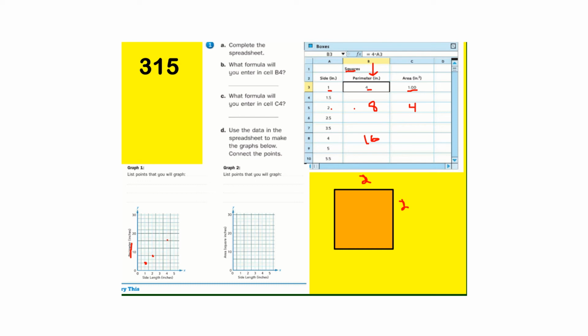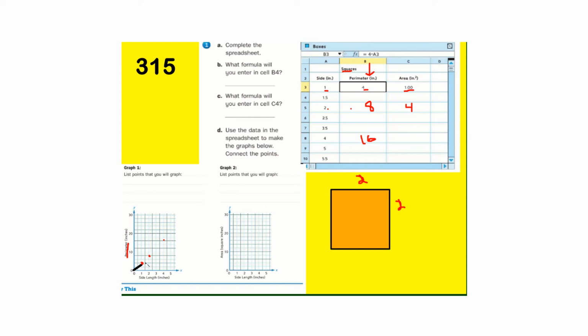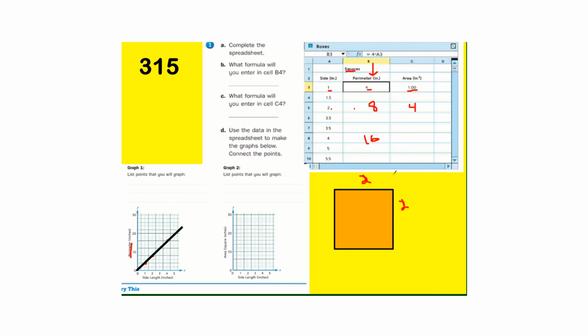And as you get them all placed, then you should be able to make a straight line. That's what a perimeter does. It makes a straight line. Area, on the other hand, does not make a straight line, and that's what it wants to make sure that you notice. So at 2, I'm going to go up to the 4. 2, 4. Put your point.